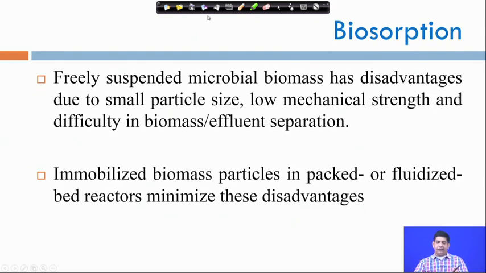So, freely suspended biomass has some disadvantage because of small size and all that. So, in terms of the biosorption, what we are trying to do, we are trying to make a bacterial surface with a charge, so that the metals that we are trying to target will get attracted to this particular charge and stick to it, and then we can take this biomass out and recover heavy metals from there. So, that is pretty much the concept behind it.